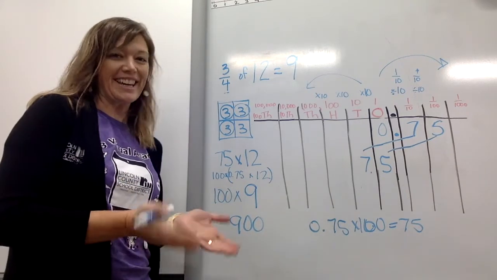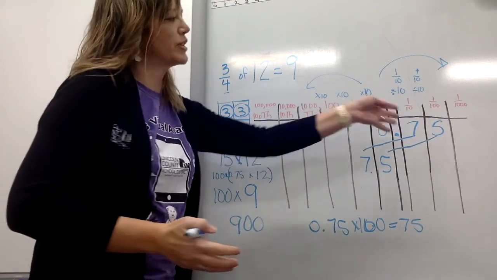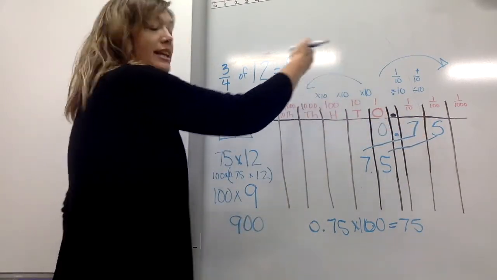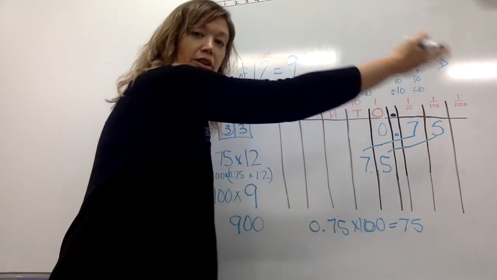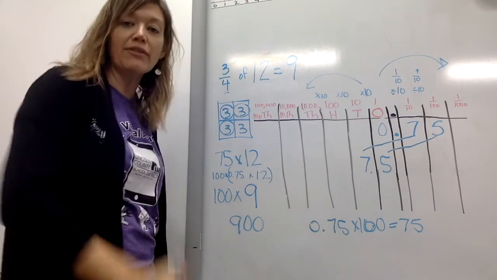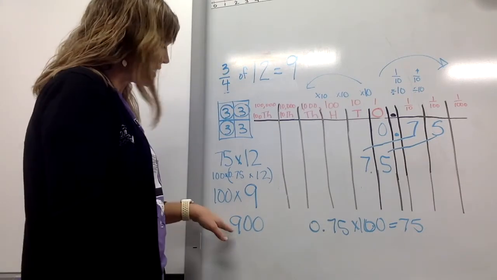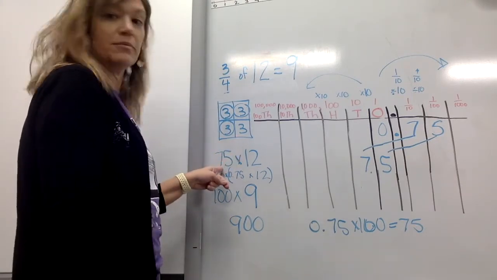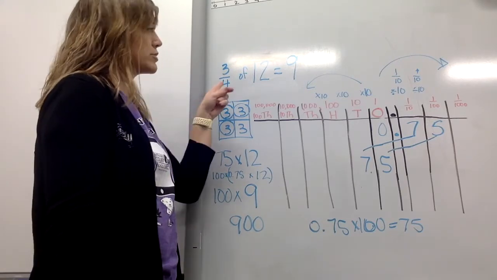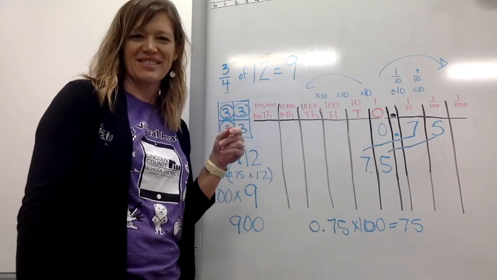So understanding the relationship of whole numbers and decimals by understanding we're either dividing by 10 as we move to the right on the place value chart or multiplying by 10s as we move to the left on the place value chart, we can easily do problems that look intimidating, like 75 times 12, by thinking back to what we understand about fractions and decimals.